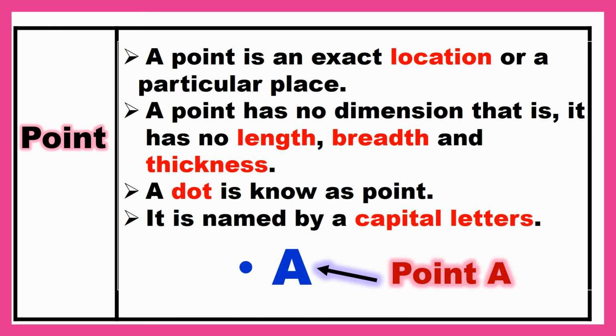Point. A point is an exact location or a particular place. A point has no dimension, that is, it has no length, breadth, and thickness. A dot is known as point. It is named by capital letters. It can be read as point A.